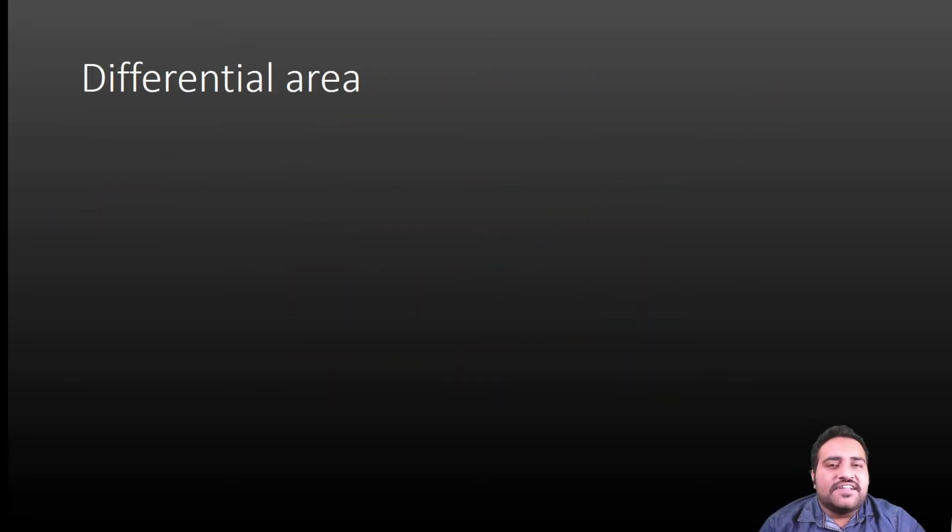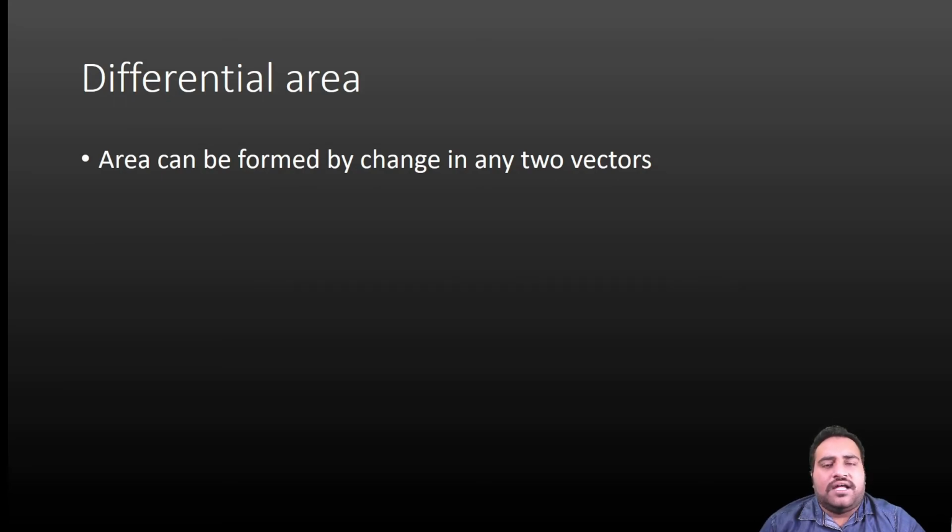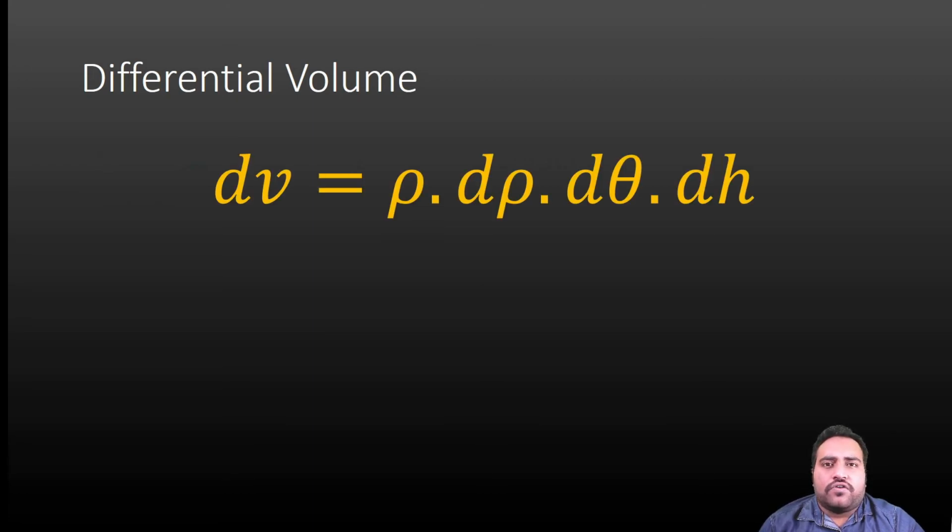Now, what is the differential area elements? Just by crossing 2 vectors at a time, it would be easier for you to determine the differential area elements. So, I'd be requesting you to do that. And differential volume is very straightforward. That is the product of the path lengths because of all 3. That is d rho times rho d phi times dh. That can also be written as rho d rho d phi dh.